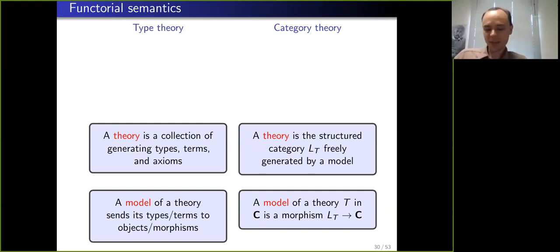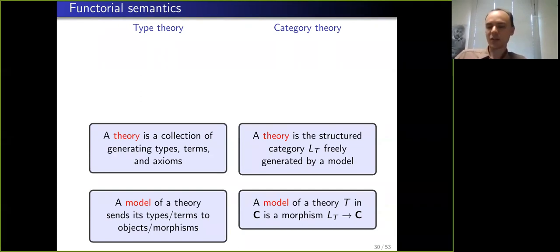Where in type theory, we generate a theory by types and terms and axioms, and then we build a syntactic category out of that, which is then the free category of some sort that's generated by a model. And so that means that the models of the theory, which are in some other category C, which interpret the types and terms as objects and morphisms, correspond uniquely to functors of the appropriate sort out of the syntactic category.